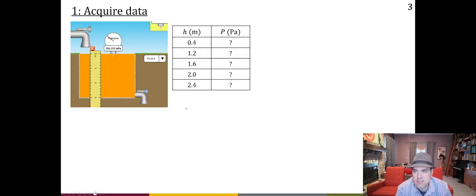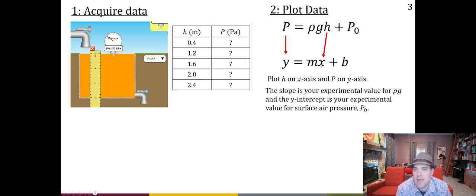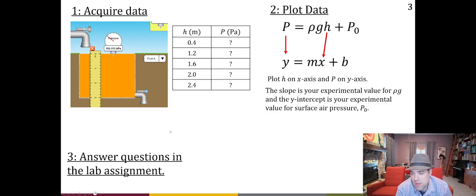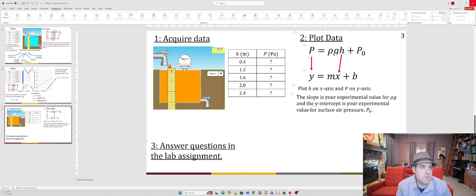This week's activity is going to involve 3 steps. The first one is going to involve acquiring data. The fluid that you're going to be looking at is different than the one that I just did. So you're going to drag this around and record the pressure at different depths. You're going to fill in a table, and then you're going to take that and plug it into Desmos and plot it. Remember, we're plotting pressure on the y-axis and depth on the x-axis. So therefore, our experimental value for rho g is our slope, and our experimental value for the surface air pressure, P0, is the y-intercept. From there, you're going to answer questions in the lab assignment in the module, but let me show you how to do the simulation first.